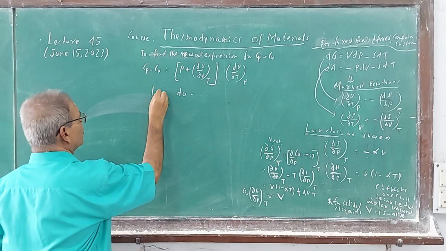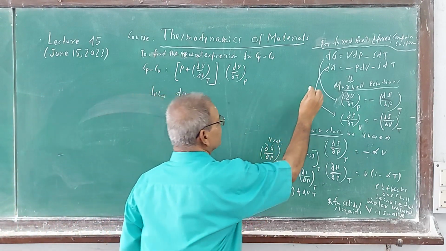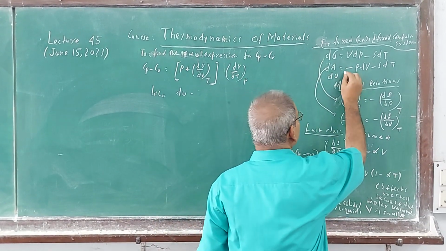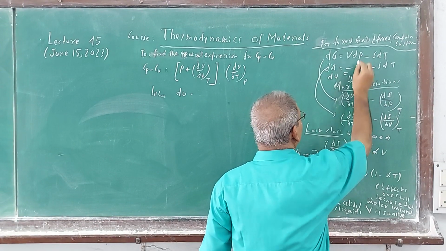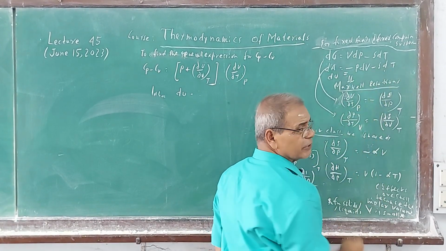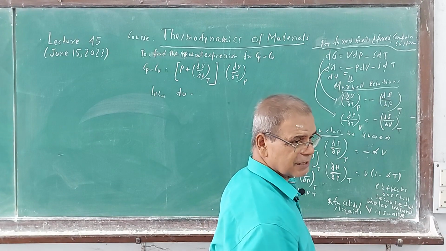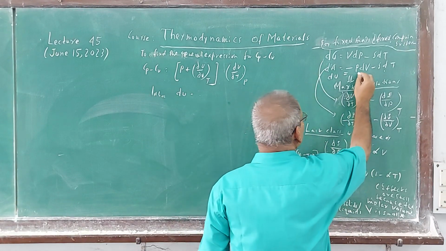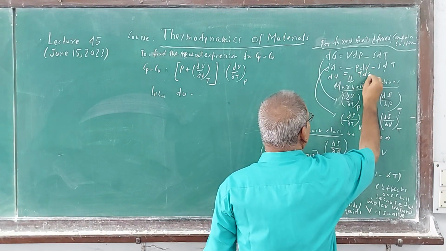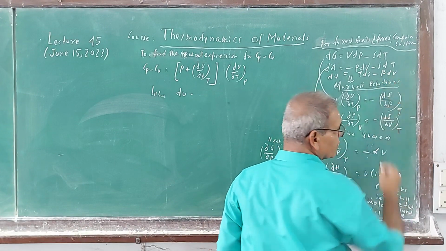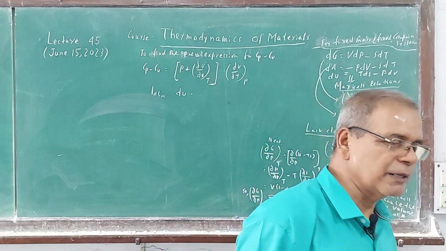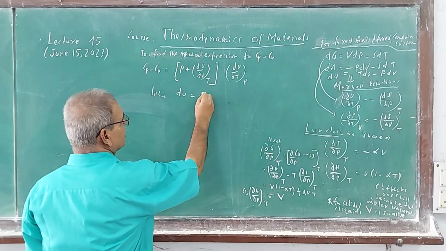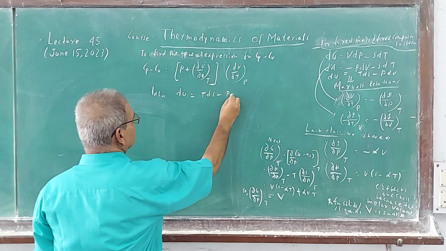First law, or what relation do you have? Can I write another one in case it helps you? dU is what? Can anyone tell me what dU is? dU is dQ minus dW. You know, it was in the examination syllabus. dQ reversible is TdS. dW reversible is PdV, it is so easy. What you find for reversible will apply for irreversible also. So dU is TdS minus PdV.